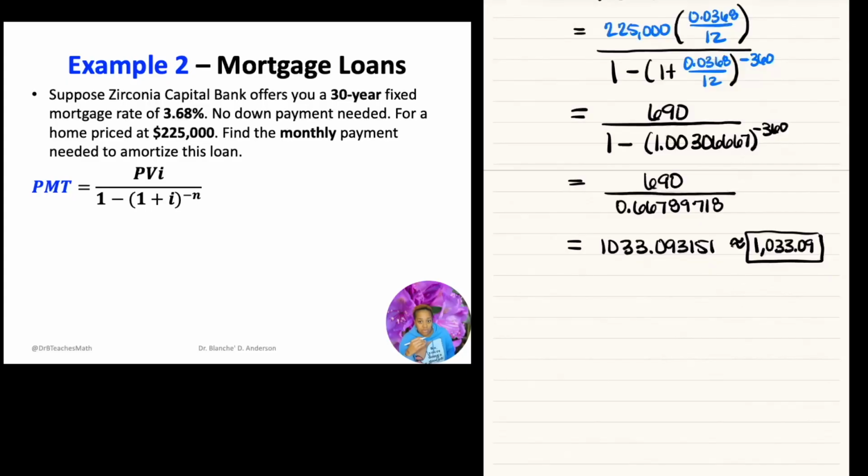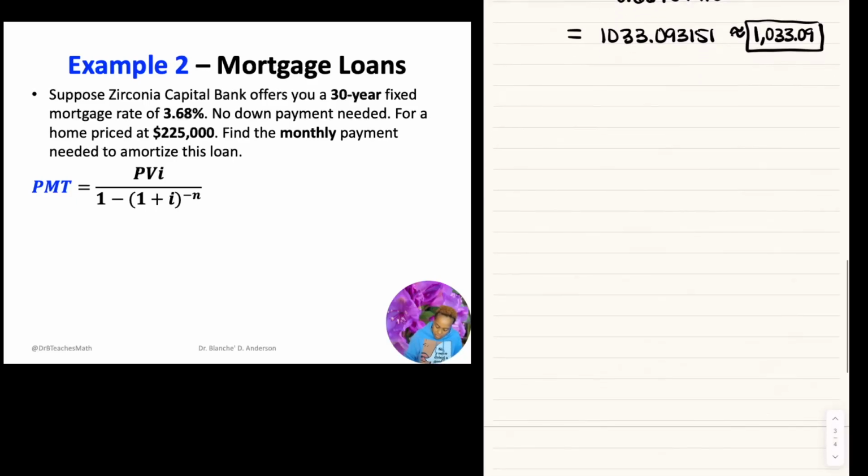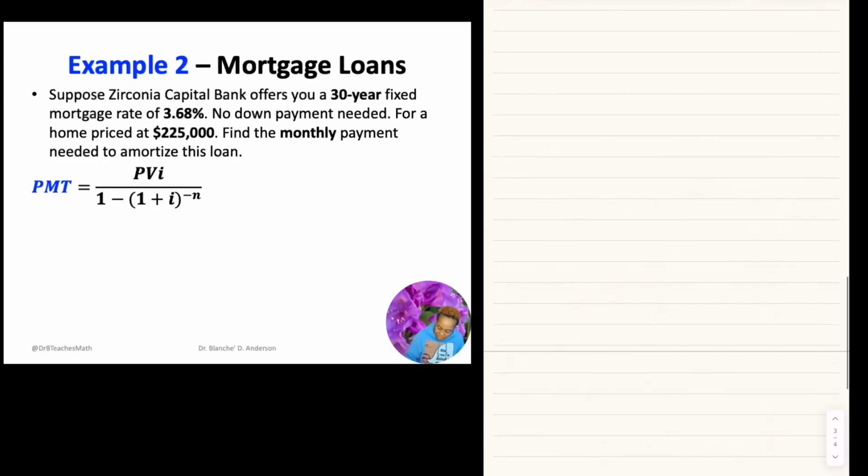It is a little high. No, it seems reasonable. It just depends on what you're doing. For 225, yeah, that seems reasonable. I'm going to stay in my lane because I don't give financial information, but that seems reasonable.